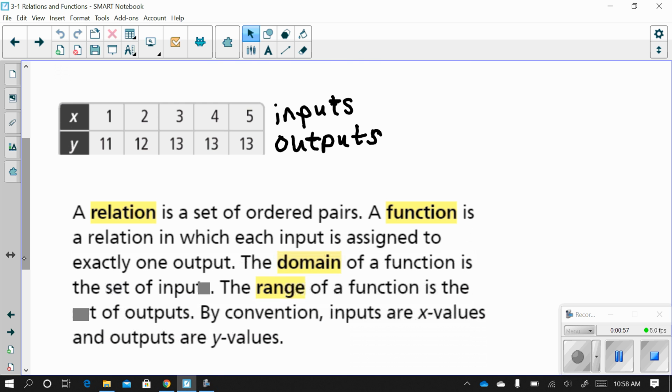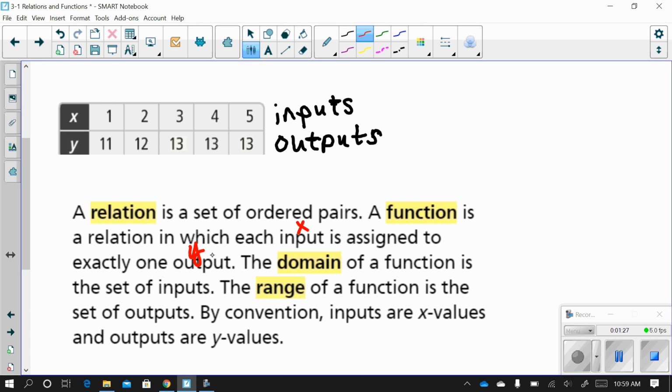So a definition, a relation is a set of ordered pairs. Okay, a function then is a special type of relation in which each input is assigned to exactly one output. So a relation is sets of ordered pairs, so x's and y's. Another way to say a function, it's a relation in which each x has exactly one y. Each x has exactly one y.